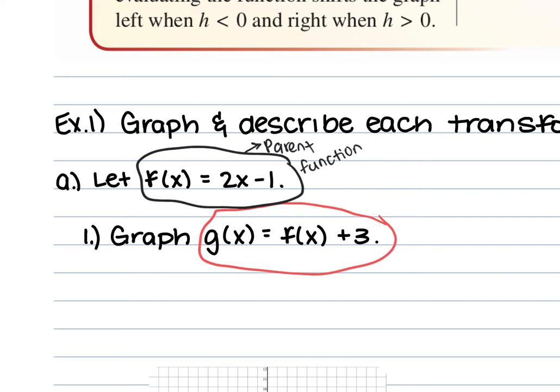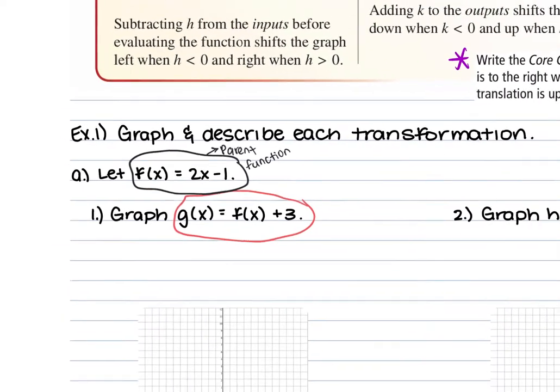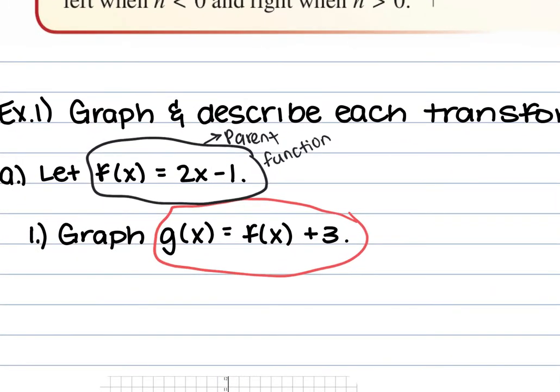How do we know that it's our parent function? Well, look at g of x. You see how g of x depends on f of x plus 3? Okay? You need to start with your parent function, and then your transformation is based off of that function. So, if f of x plus 3 is our transformation, let's start with the parent function, which is f of x, and let's graph it.